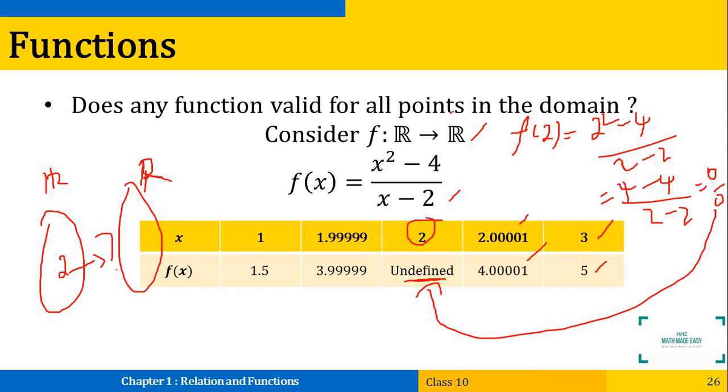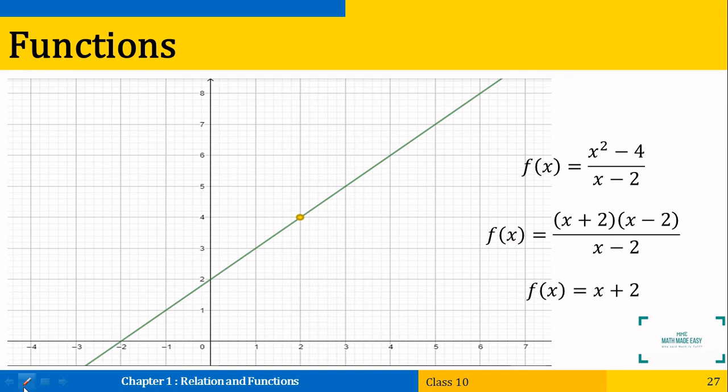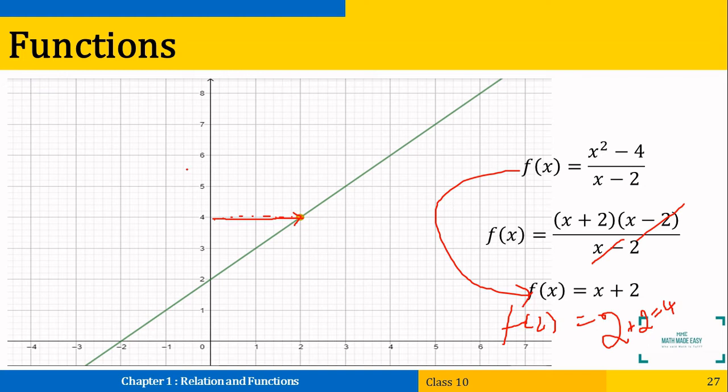But I see the graph of this relation passes through 4. How is it possible? Let me actually simplify this given relation. So, x square minus 4 is actually x plus 2 into x minus 2, thereby cancelling x minus 2, I have x plus 2. Now I substitute x to be 2, which gives me 2 plus 2, that is 4. So, that is why the line actually passes through y equals 4, but the function does not exist there. But on simplification we have f of x to be x plus 2.